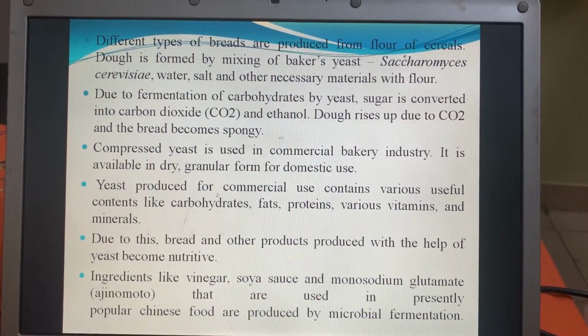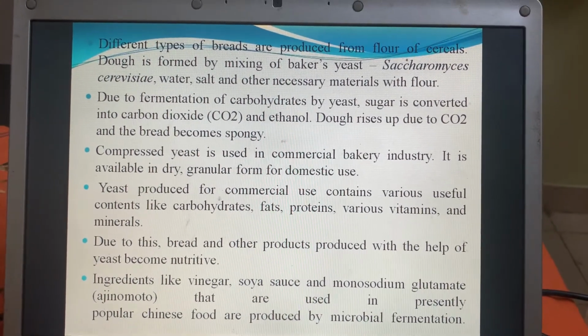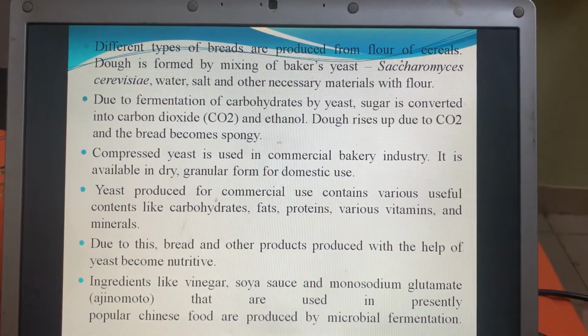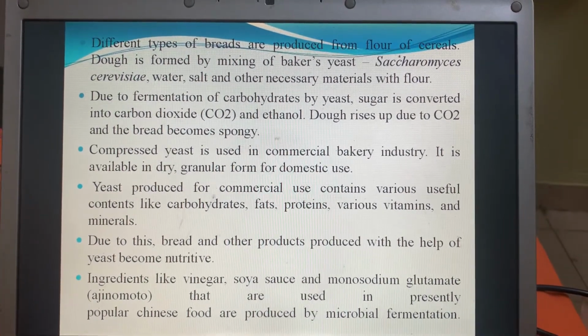Carbon dioxide is a gas. Because of this carbon dioxide, the dough rises up.